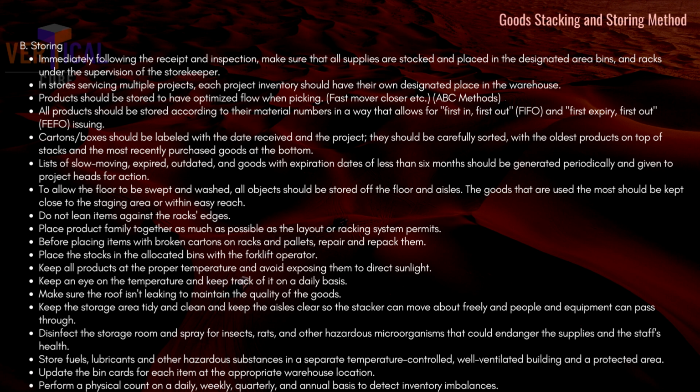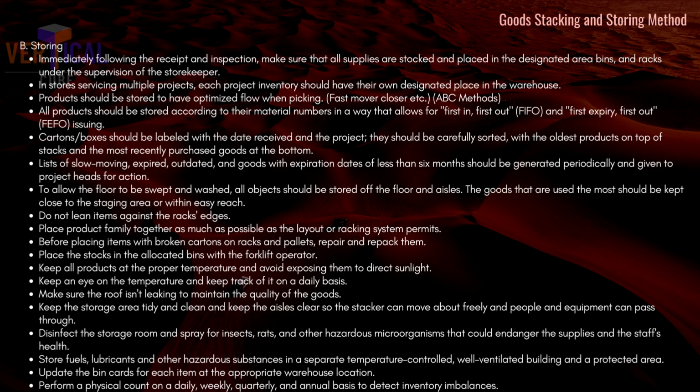7.20. To allow the floor to be swept and washed, all objects should be stored off the floor in aisles. The goods that are used the most should be kept close to the staging area or within easy reach. 7.21. Do not lean items against the rack's edges. 7.22. Place product family together as much as possible as the layout or racking system permits. 7.23. Before placing items with broken cartons on racks and pallets, repair and repack them. 7.24. Place the stocks in the allocated bins with the forklift operator.